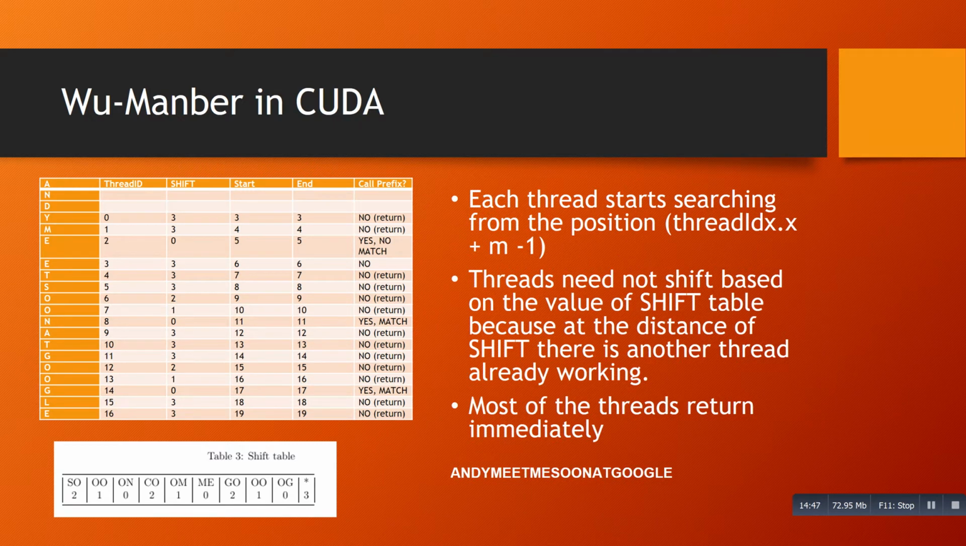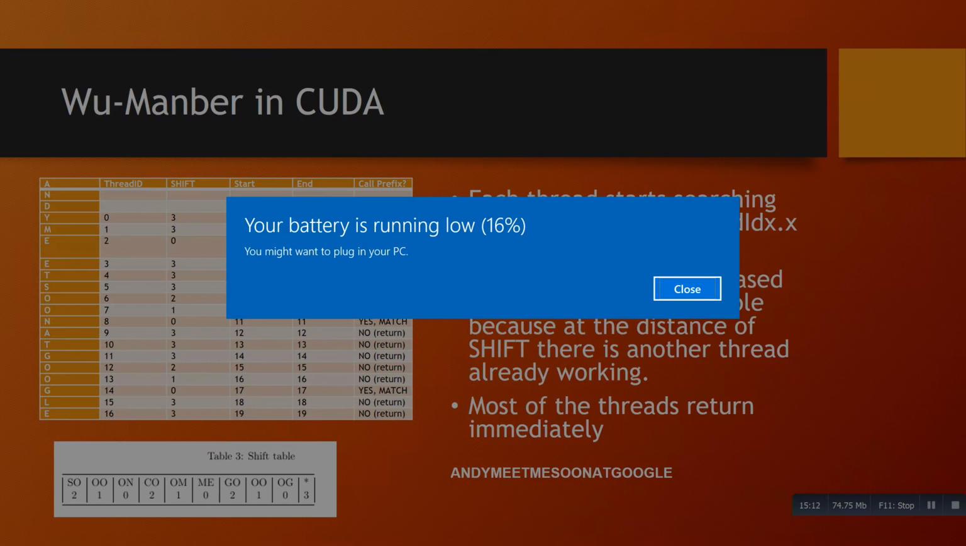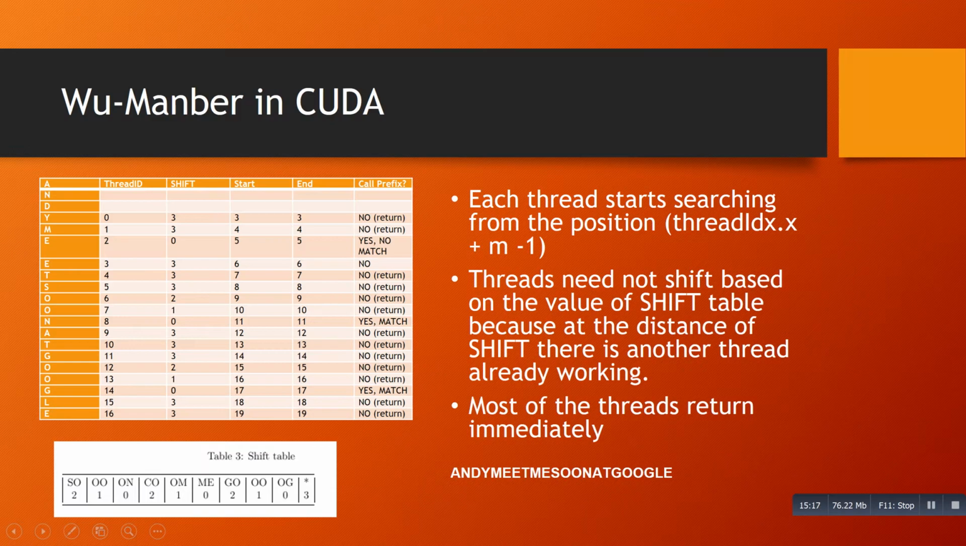So let's consider the input is "Andy meet soon at Google". Each thread starts searching from the position threadIdx.x plus m minus 1. Let's consider m is the minimum pattern length, and it is 3 in this case. So it's 0 plus 3 minus 1, so it's the second position. So as we see, 0, 1, 2, in position 2, that's the array index position, the thread starts searching.